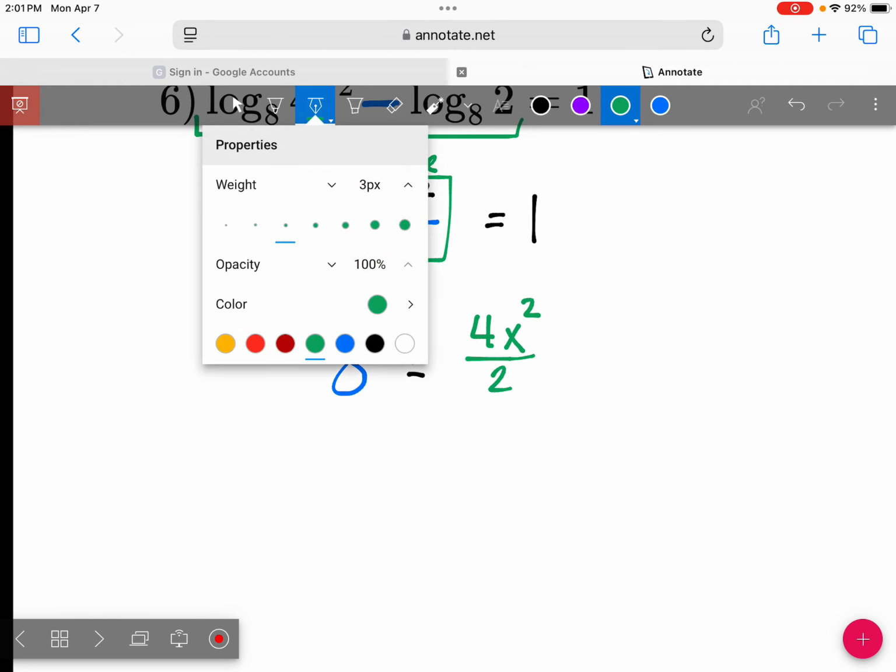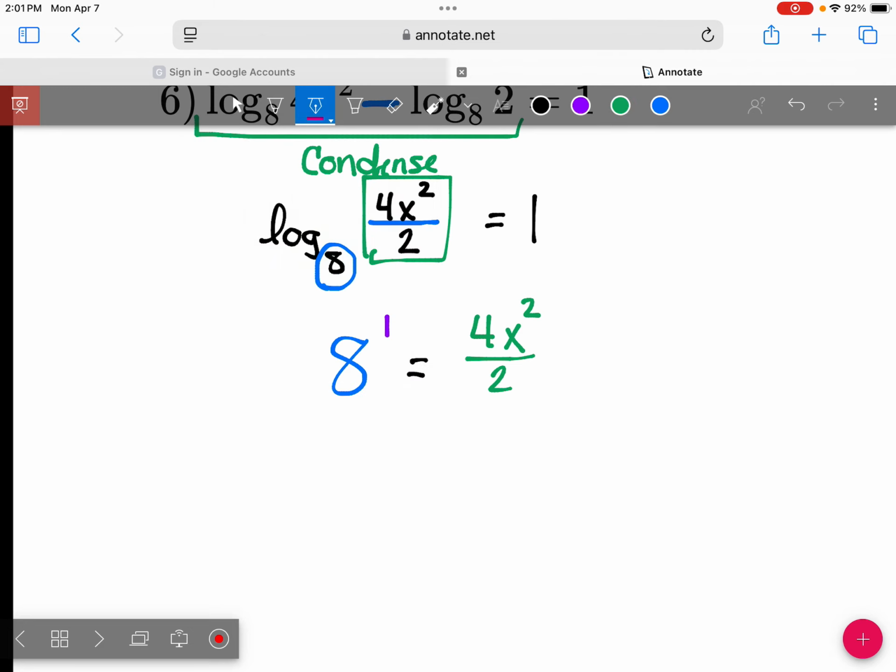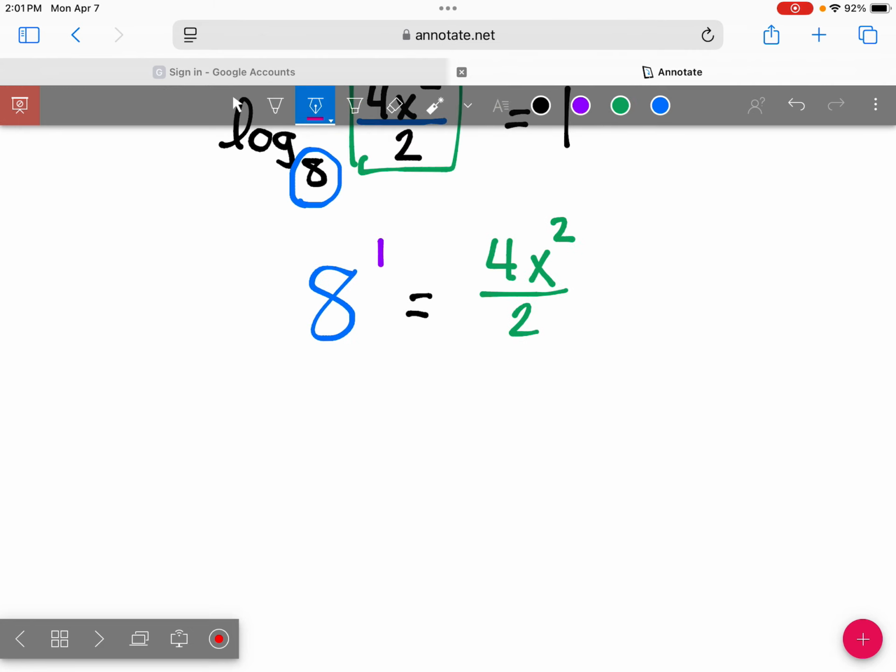Can we simplify this? What's 8 to the first? Just 8. How about 4x squared over 2? Can we do anything with that? Yeah. These are both divisible by 2, so I can simplify this down to be just a 2. So this can be 2x squared.